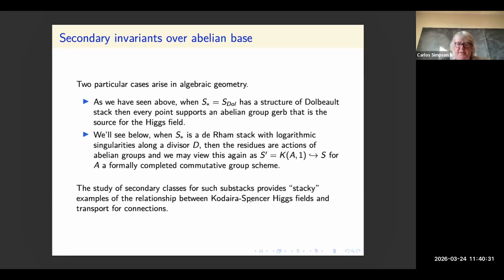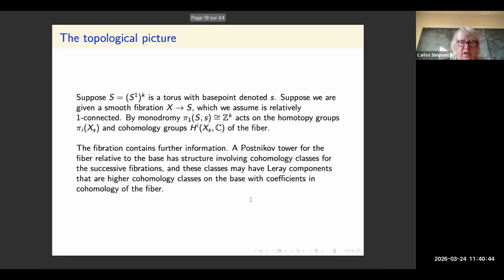So then this is going to give us stacky examples of the kind of integration relationship, which is coming from variations of Hodge structure between Kodaira-Spencer Higgs fields and the transport of the connection. Okay, so let's get back to the topological picture. Suppose S, let's just replace S prime by S in our topological picture, and suppose it's a torus.